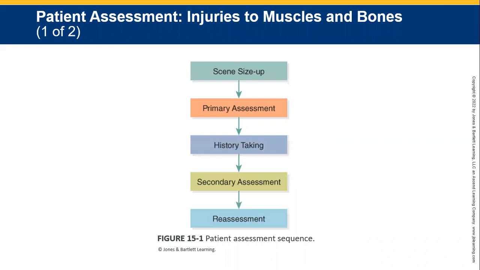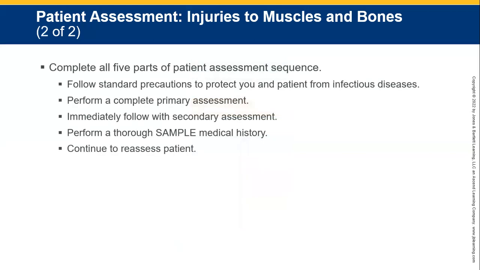medical emergencies or illnesses or injuries, we always have to first do our proper scene size up. Primary survey: is the patient alive, dead? Are there any life-threatening conditions such as arterial bleeding, things like that? A history taking, a head-to-toe inspection, a secondary assessment, and a reassessment of the patient's vital signs about 15 minutes later if they're stable, around 5 minutes later if they're not in a stable condition. We complete all 5 parts of the patient assessment sequence.